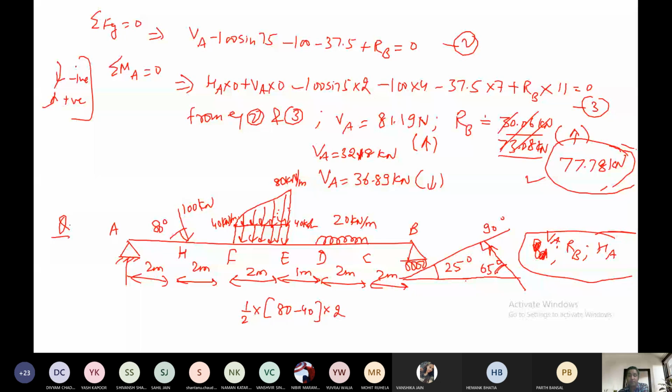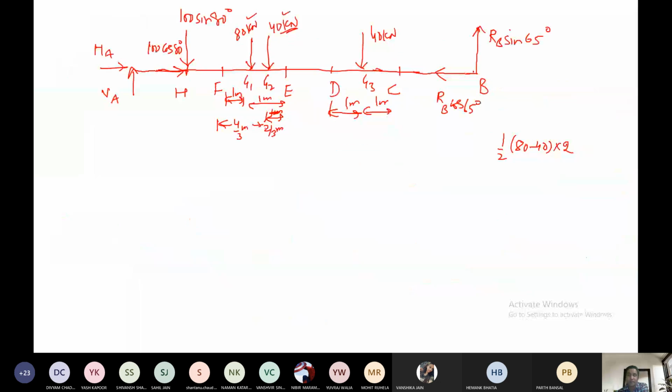So this is 65, and this is your RB here. RB angle here is how much? 65 with the horizontal. So the same angle it will make here. So this will be RB cos 65 in the horizontal direction and this will be RB sin 65 vertical, as per the direction. So this is the FBD of the whole figure.